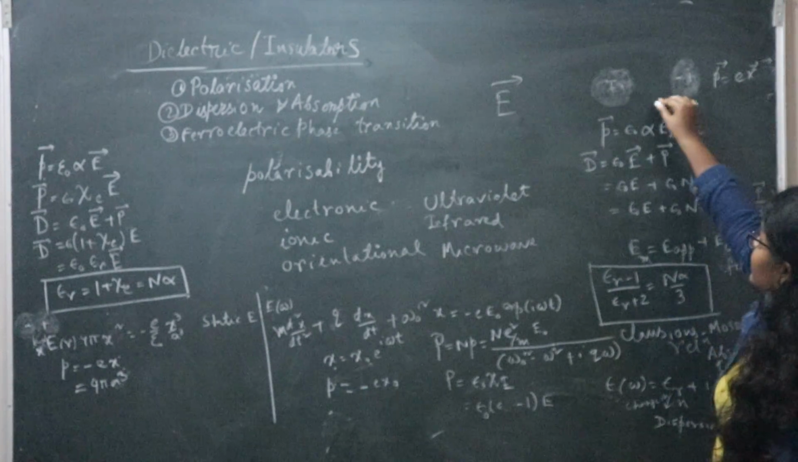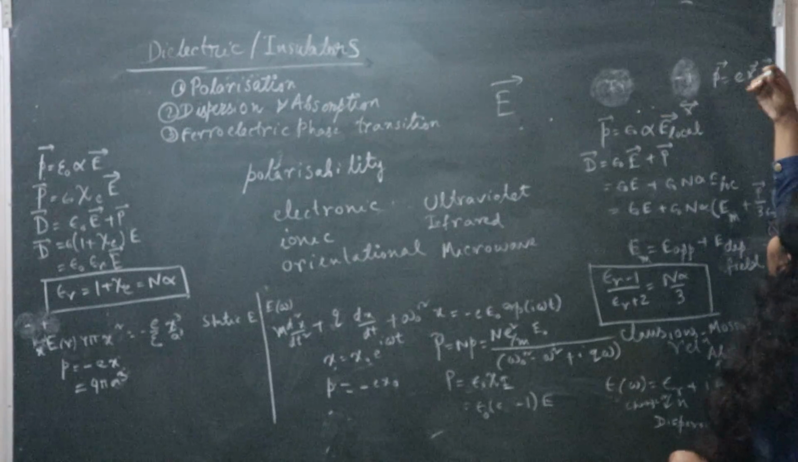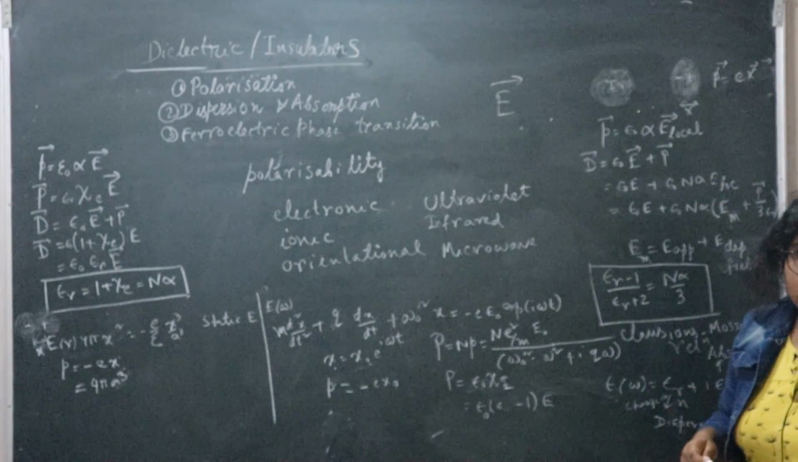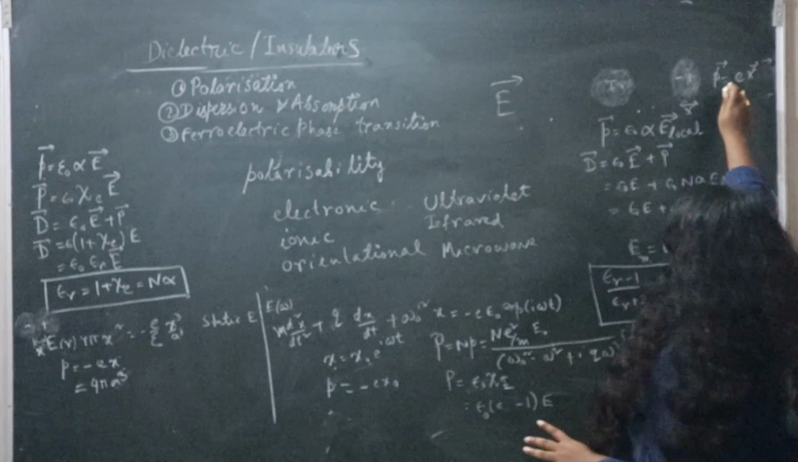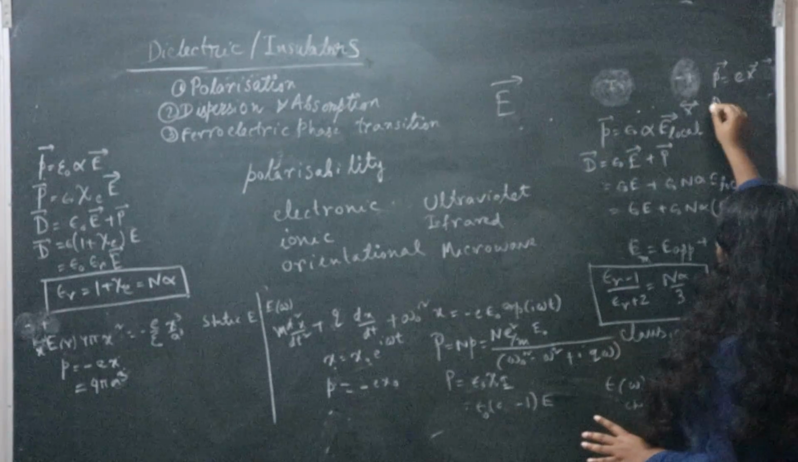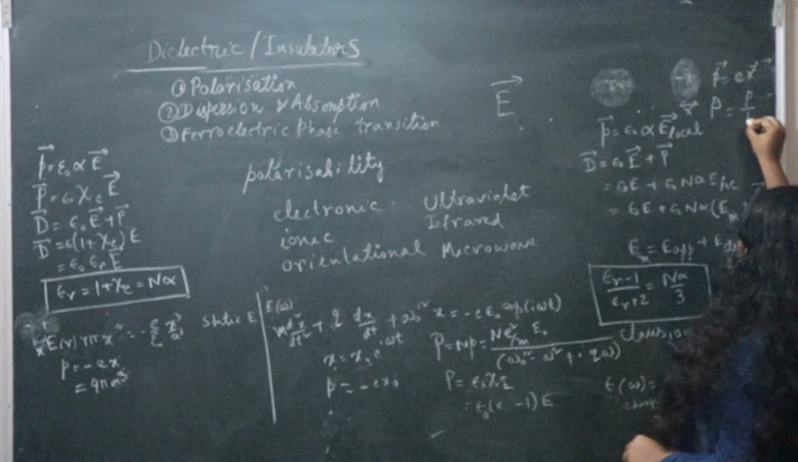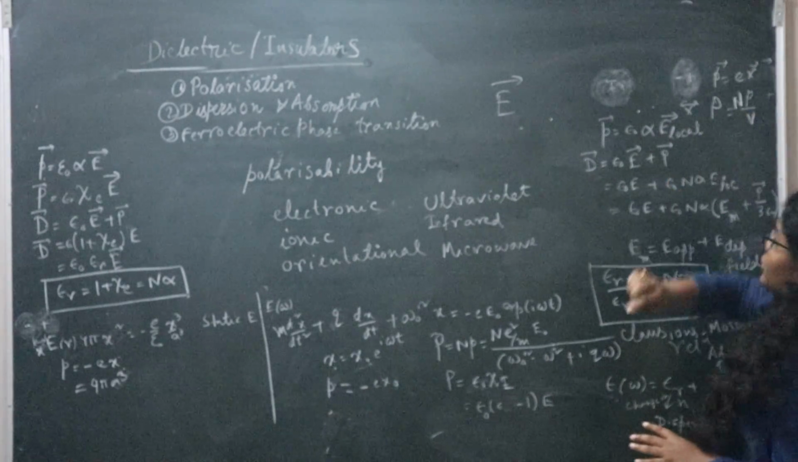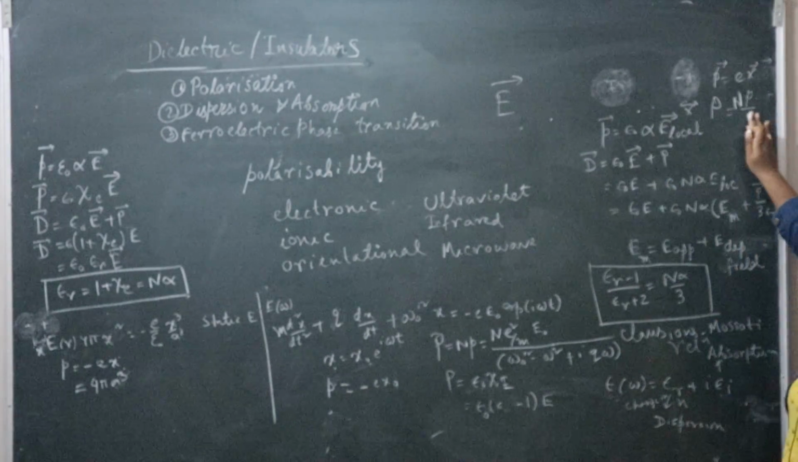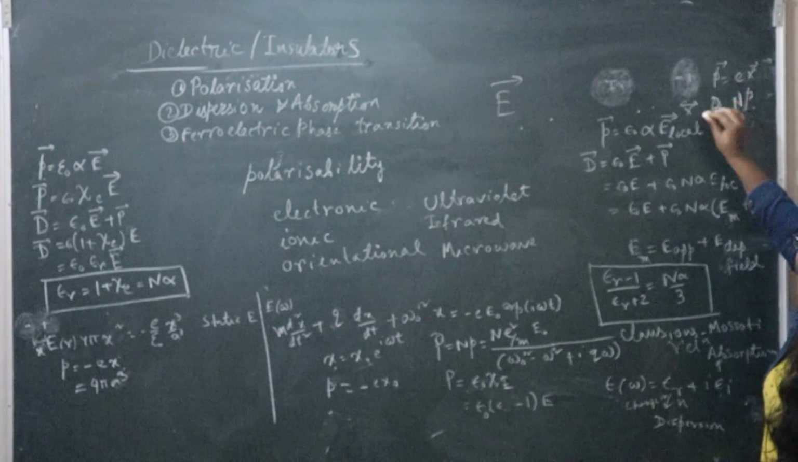Whenever you apply an electric field to a dielectric material, dipole moments will be generated inside the dielectric. The dipole moments give a polarization, that is, polarization is the dipole moment per unit volume. Multiplying by n, the number of molecules per unit volume, polarization equals n times p.